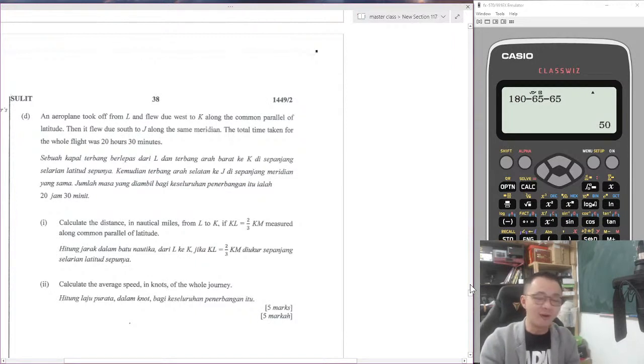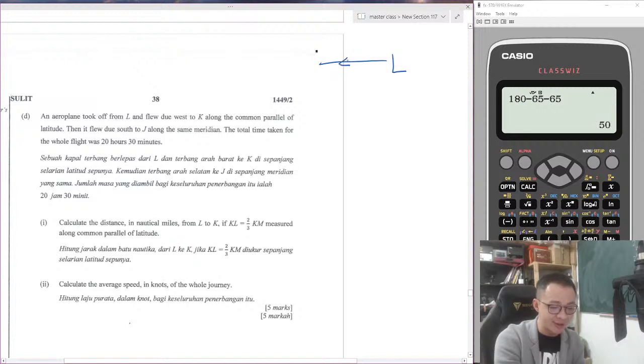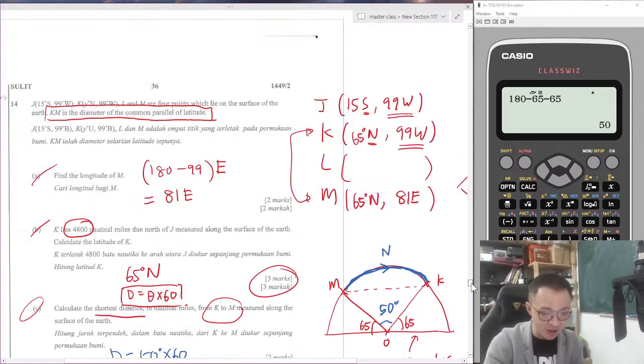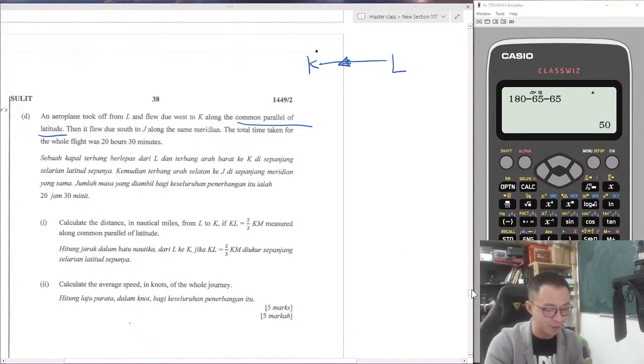Okay, so right now we have an aeroplane. We took off from L, and then due west, you go due west here to K, along the common parallel of latitude, which basically means both of them have the same latitude. So K and L have the same latitude. If I mark my location L here, I know it must have the same latitude as K, so it's 65N as well, because they say common latitude.